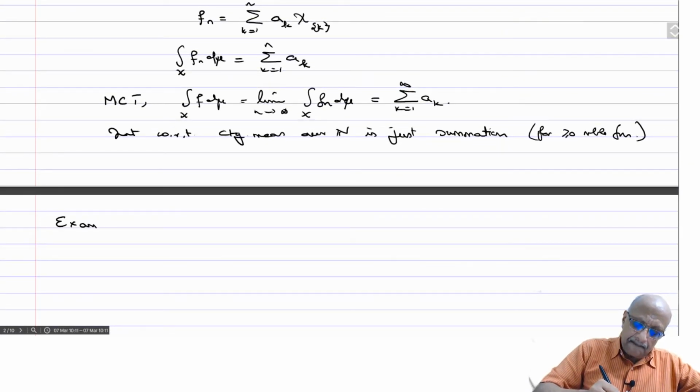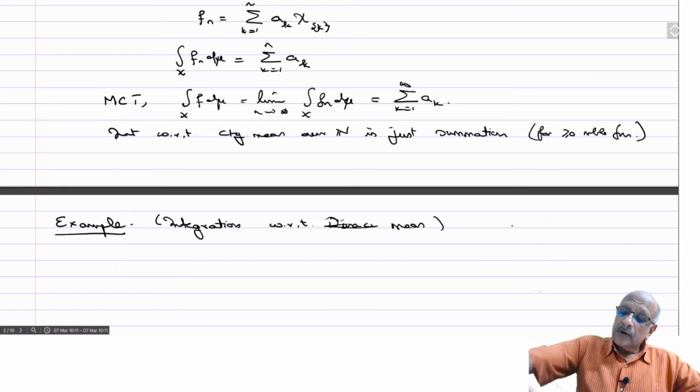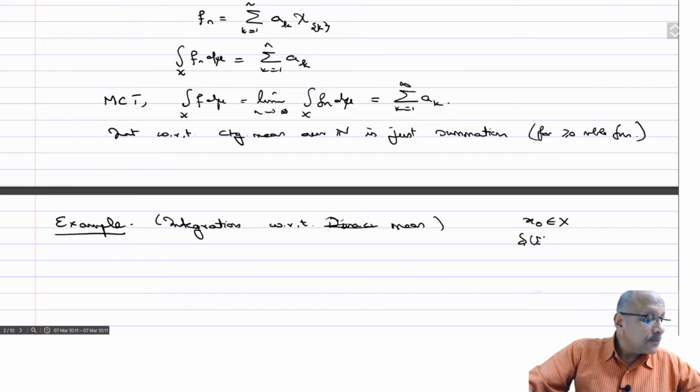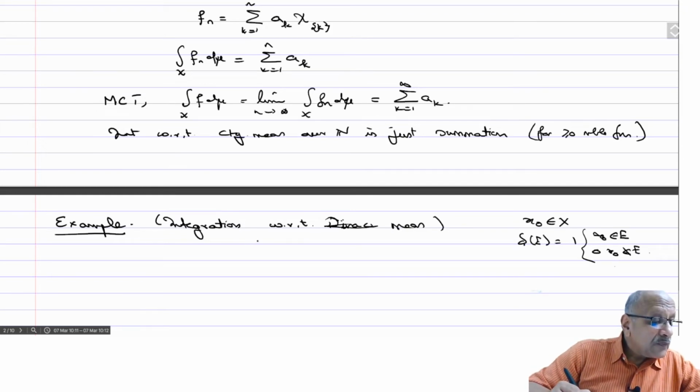Next example, we will have integration with respect to the Dirac measure. What is the Dirac measure? You have x_0 in X, and then you have mu of E, or rather delta of E, equal to 1 if x_0 is in E, and 0 if x_0 is not in E. This is the Dirac measure. So we want to know what is the integration with respect to this.